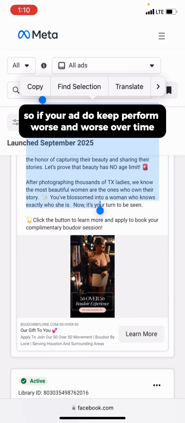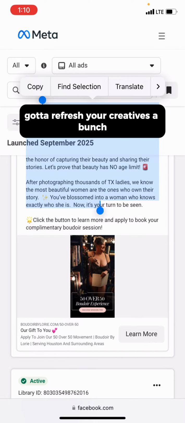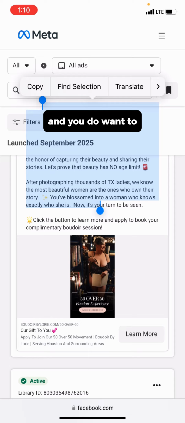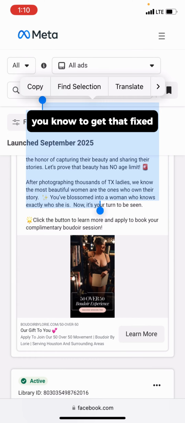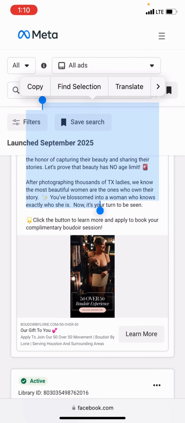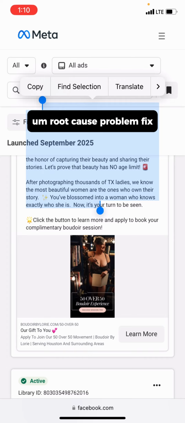So if your ads keep performing worse and worse over time, same ad spend, worse results over time, you've got to refresh your creatives a bunch. And you do want to fix that, give much better ads, same ad spend, much better ads. Then we do have a Boudoir Facebook ad mechanic offer today to get that fixed. We actually got 2 options. Here's option 1, I do a per root cause problem fix.